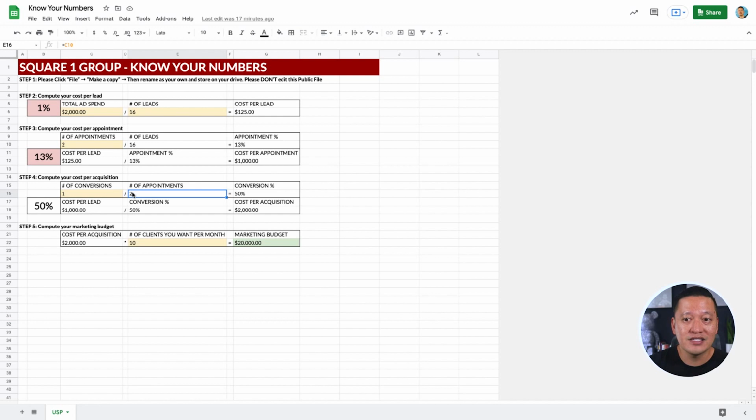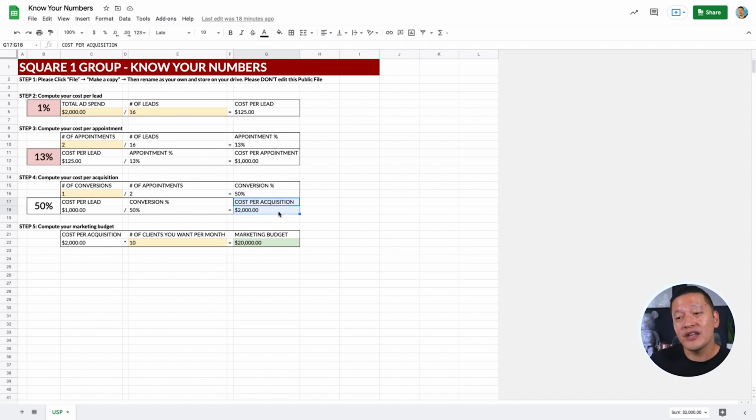So let's say that of the 2 appointments that I got, I was only able to convert one of them as a client. So 1 divided by 2 gives me a 50% conversion rate. And my cost per appointment is, of course, $1,000. And I want to divide that by my conversion percentage, which is 50%, which essentially gives me that magic number here. Ta-da! Your cost per acquisition. That being said, I now know that for each new client that I'm able to capture, it's going to cost me $2,000. So I need to start allocating that and really keeping that in mind in my marketing budget.